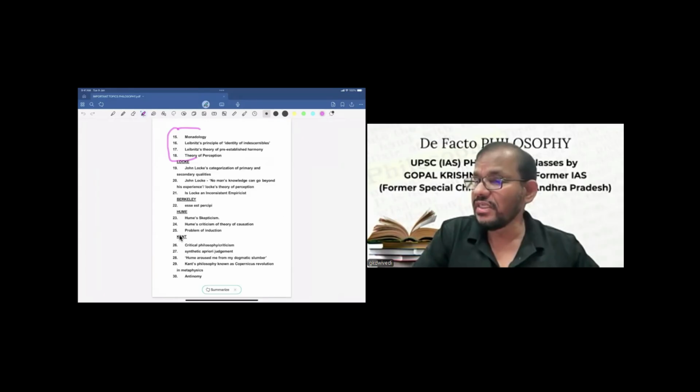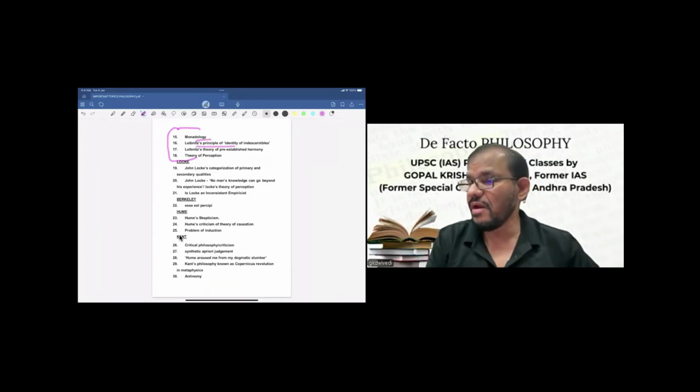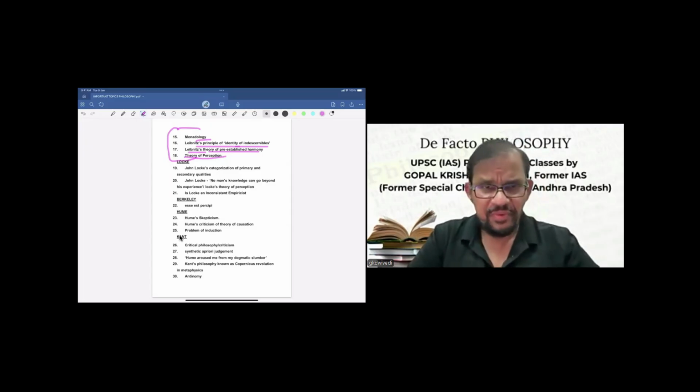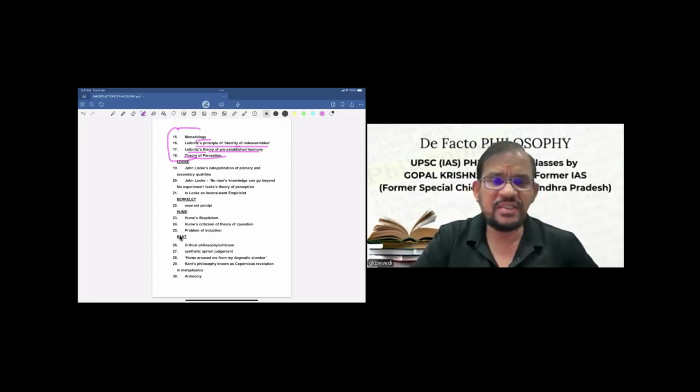One is monadology, then second is Leibniz's principle of identity of indiscernibles, and then third is Leibniz's theory of pre-established harmony. Fourth is Leibniz's theory of perception. So these four we will be studying in detail, but before that, we will try to study the basics of Leibniz's philosophy, because first we will understand the basics and then we will go a little deeper into these four topics.